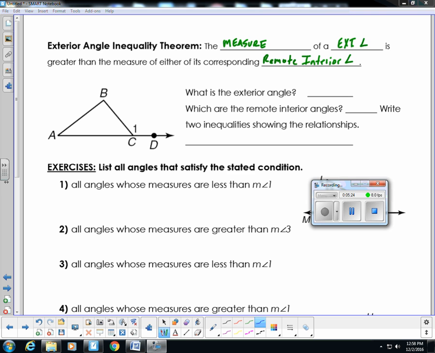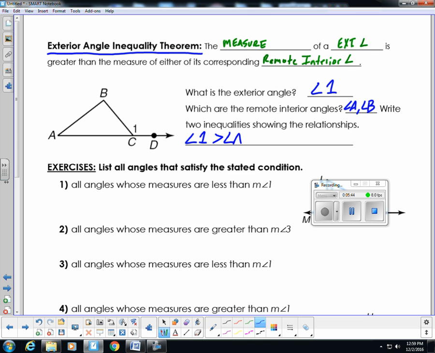So now let's write all that out. What is the exterior angle? It's angle 1. The remote interior angles, angle A and angle B. And according to this exterior angle inequality theorem, the exterior angle has to be greater than both of its remote interior angles. So there's two statements to make. Angle 1 is bigger than angle A. Angle 1 is greater than angle B.